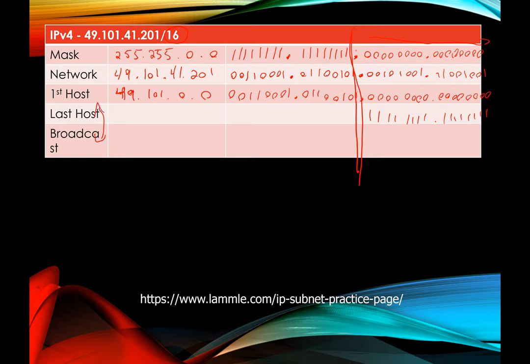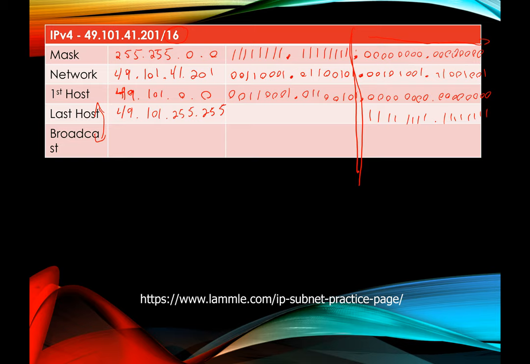So this won't change. So we have 49.101. And then we already know that when it's all ones, that number is 255.255. And this is a flag to the system to say transmit to everybody in that network. That's why it's called the broadcast address.